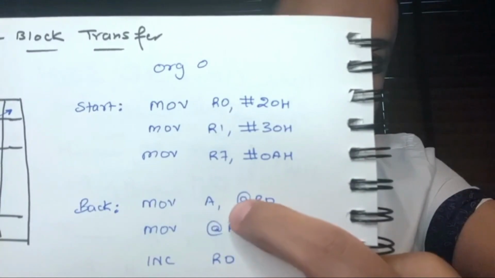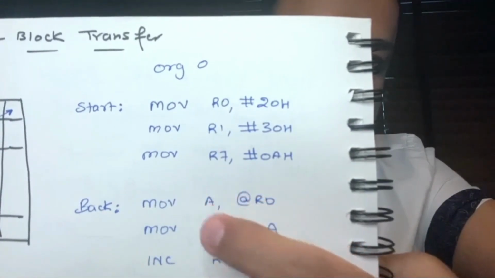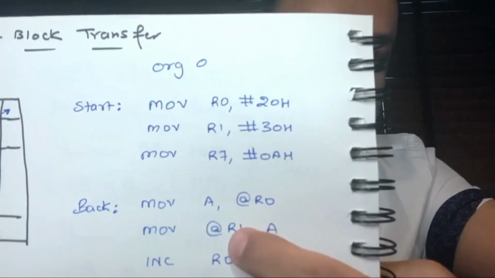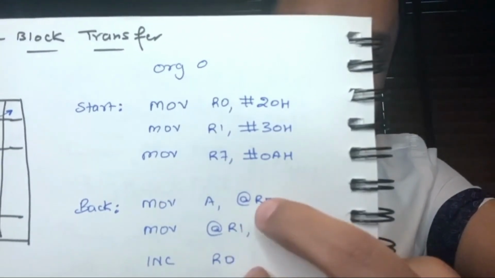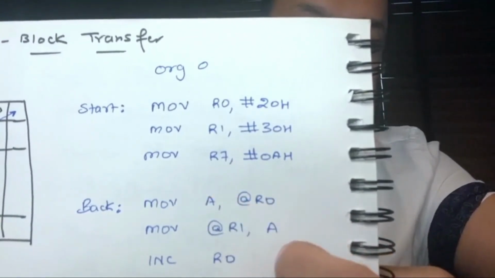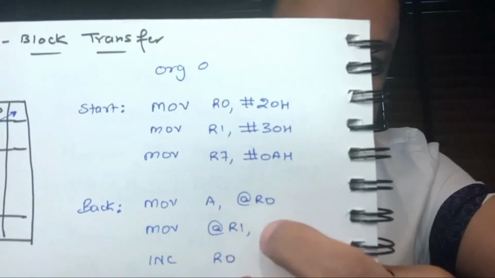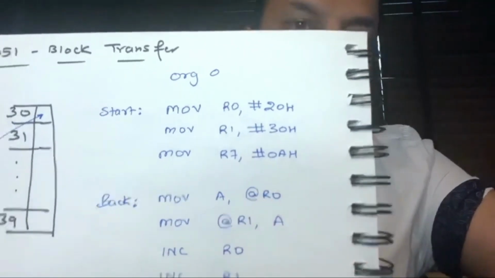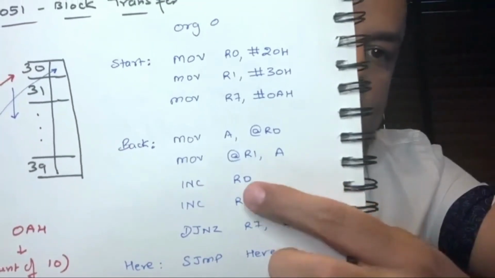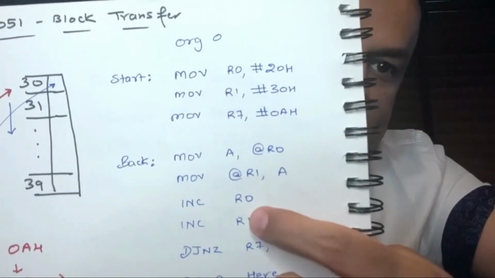So the data we got from the location pointed by R0 into A, that data now we are storing at the location pointed by R1. In simple terms, we took the data from location 20 into A. From A, we are storing it at location 30. One iteration, one job done. Next iteration, you want them to point to the next location. So increment R0, increment R1.